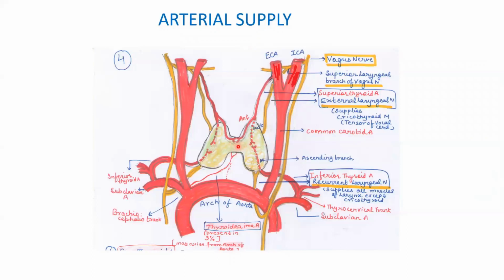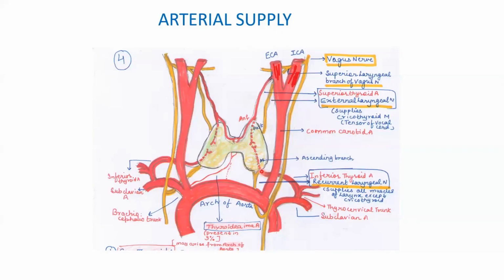The second artery which is supplying the gland is the inferior thyroid artery, which is a branch from the thyrocervical trunk from the first part of the subclavian artery. The inferior thyroid artery, after its origin from the thyrocervical trunk, will run posterior to the carotid sheath and will reach the base of the gland.